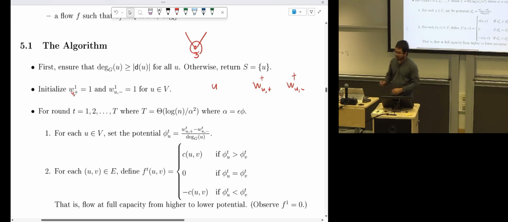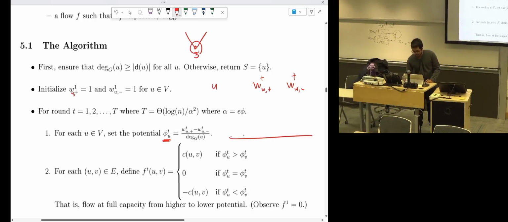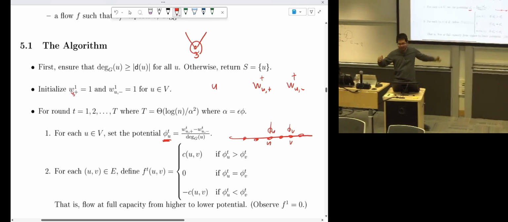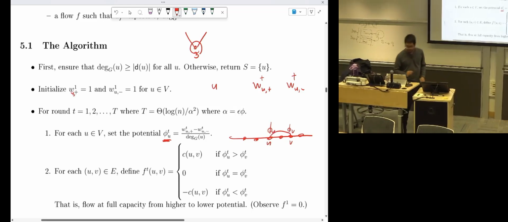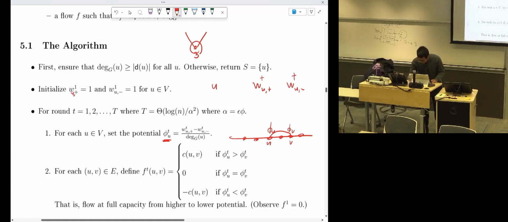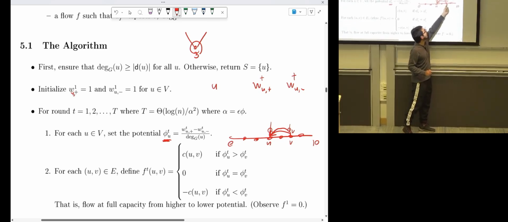So basically, what is this potential? It's basically like putting all vertices onto a line. The potential of node U puts it at this position, and V is at this position. So every node is on one line. And what we do is, for every edge between U and V, suppose that this one is small and this one is big. Then we just send flow at full capacity. If the capacity here is 3, just send flow 3 from V to U.